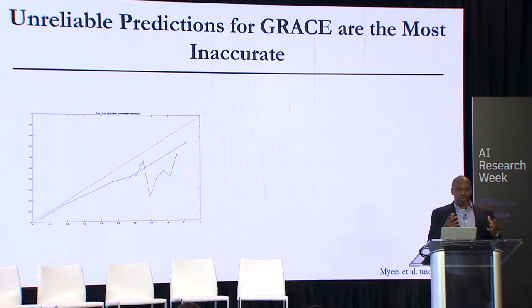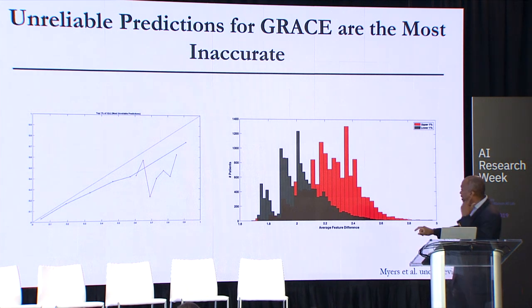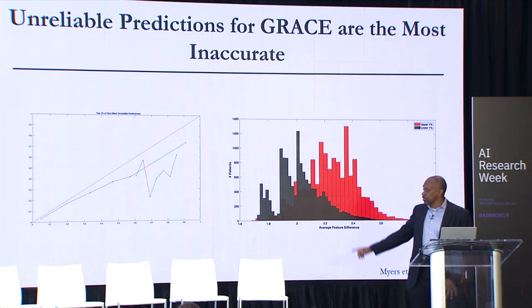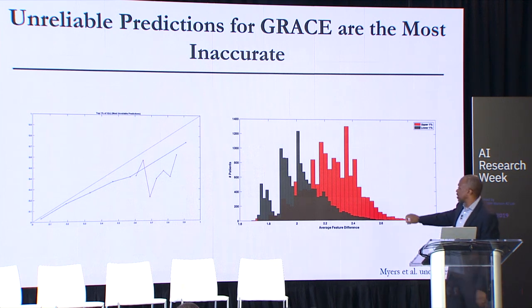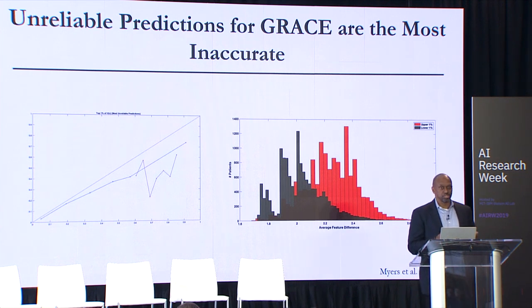Although we don't have the exact training set with us, if we took a look at all of those patients that have very high unreliability scores, they form a distinct distribution from those patients that have low unreliability scores. What's plotted here is the difference: how different is a patient who has a high unreliability score from everything else in the data set? Those patients are most different. High unreliability scores correspond to patients who differ the most from the training set.